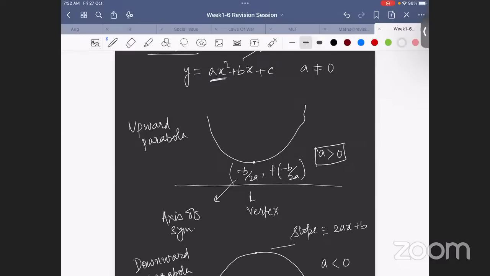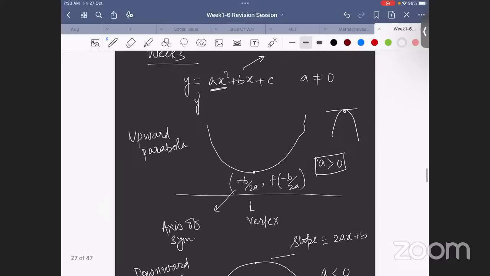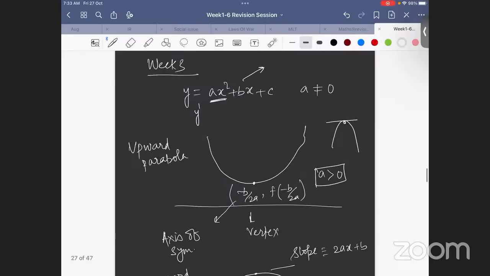And what is the vertex? How will you calculate the vertex? X is equal to minus b by 2a, then we use the x value in the equation and we get y. You can calculate that because you already know that at the vertex, whether it is going upward or downward, the slope will be what? What is the value of the slope at the vertex? It will be 0.